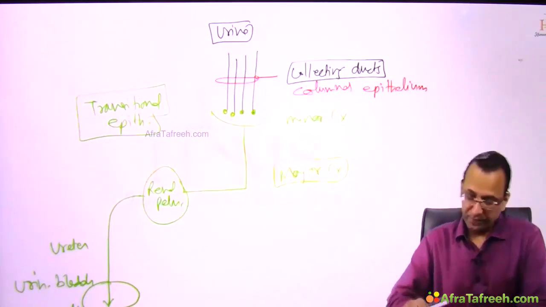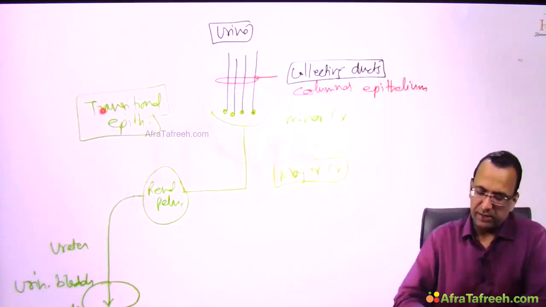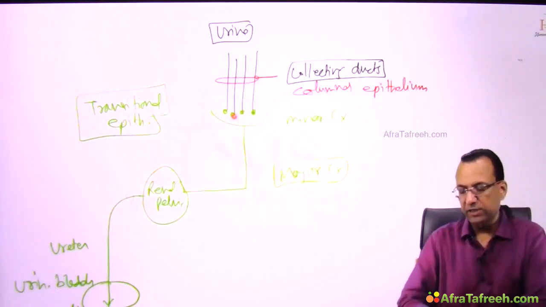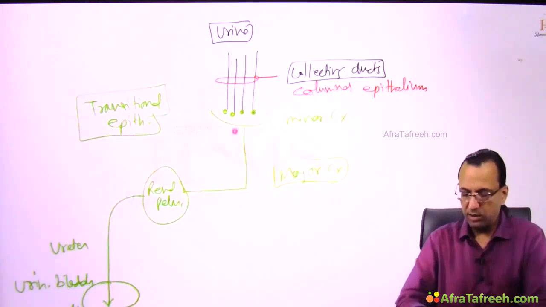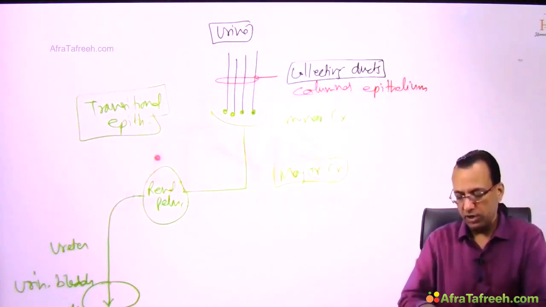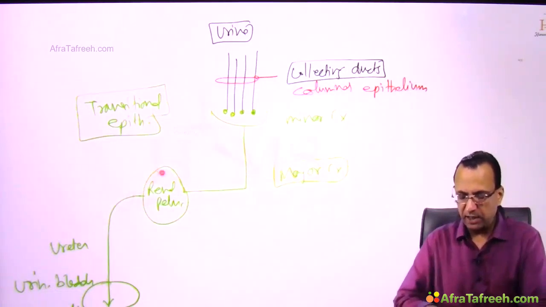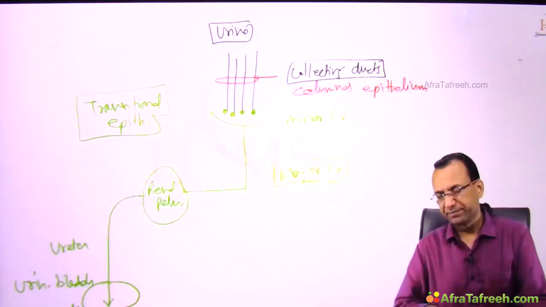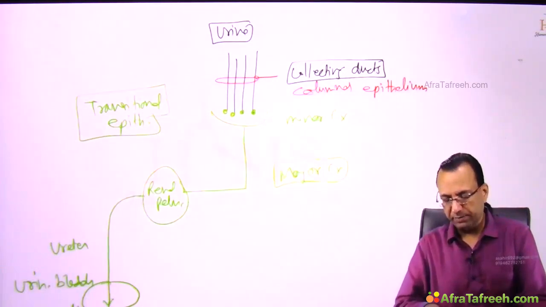So understand, the transitional epithelium begins at the tip of the collecting ducts, is also lining the minor calyx, is also lining major calyx, is also lining renal pelvis, is also lining ureter and the urinary bladder and the proximal urethra. Proximal urethra has transitional epithelium.